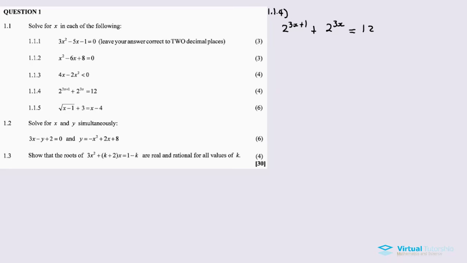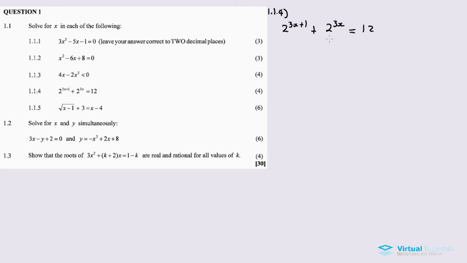and it's 2 raised to exponent 3x plus 1 plus 2 raised to exponent 3x equal to 12. So this is a power with a binomial exponent. Here, 3x plus 1 is a binomial exponent with 2 terms.